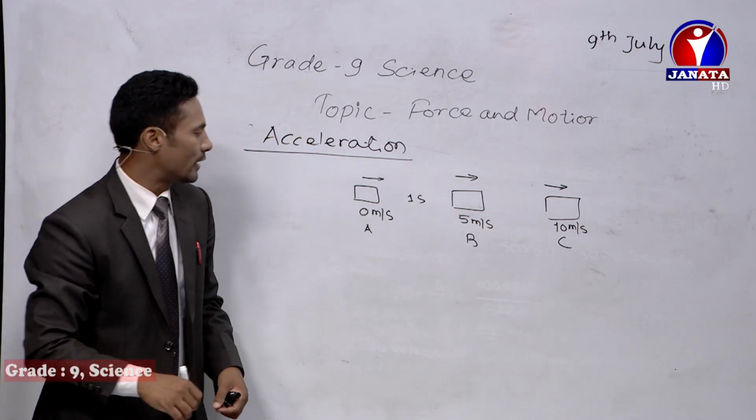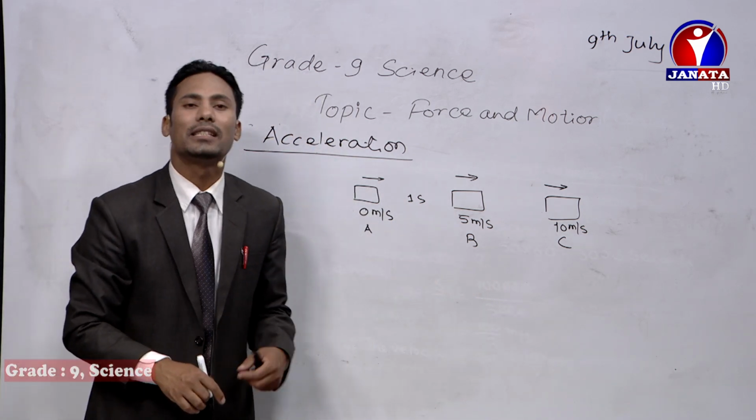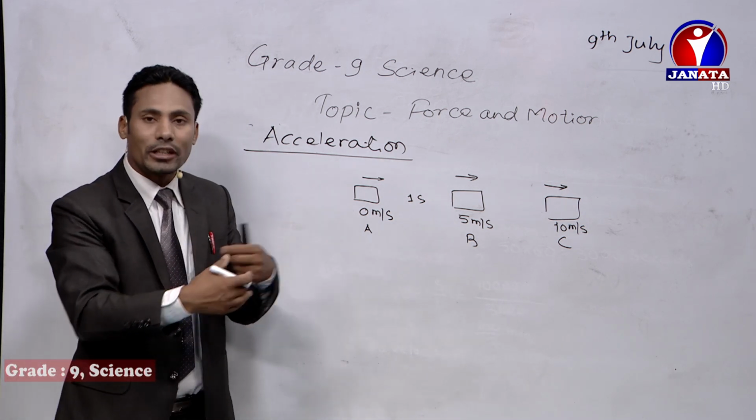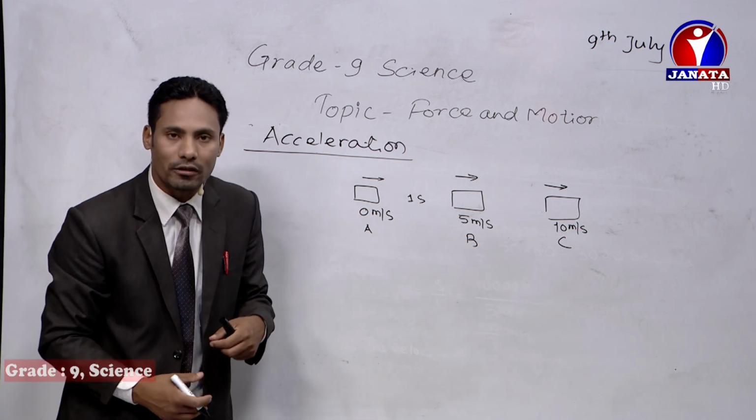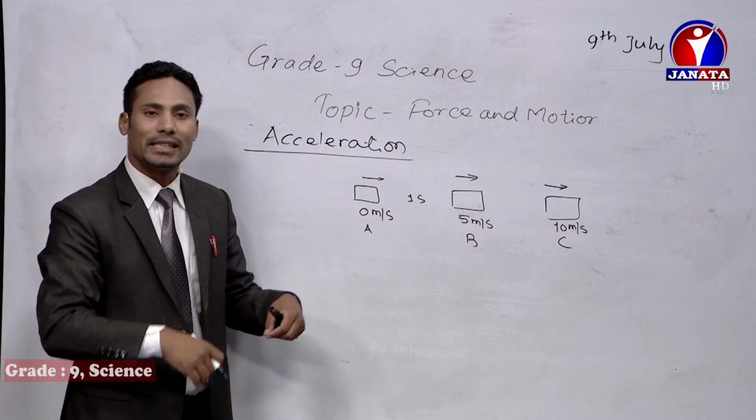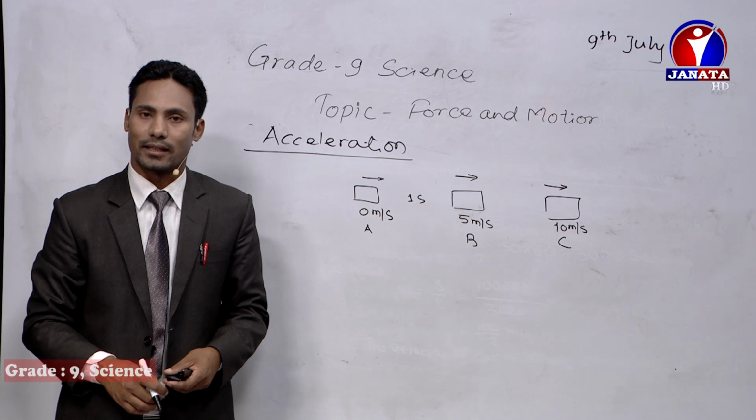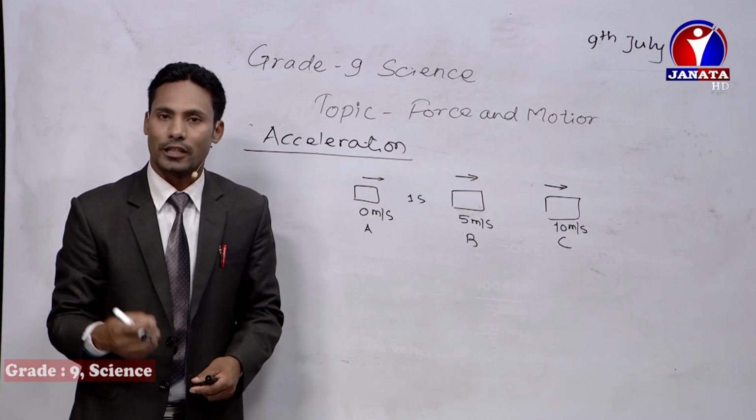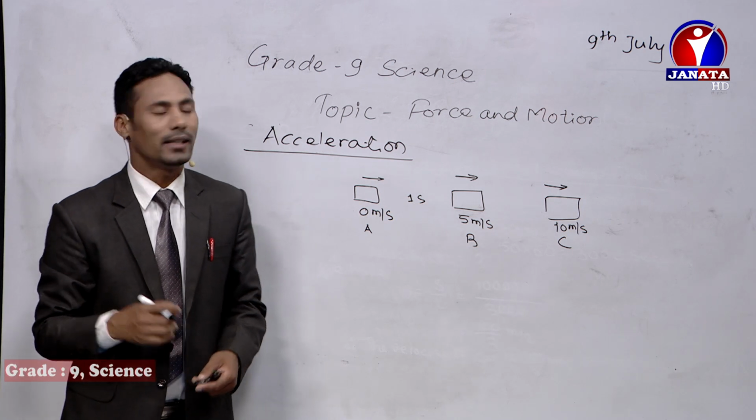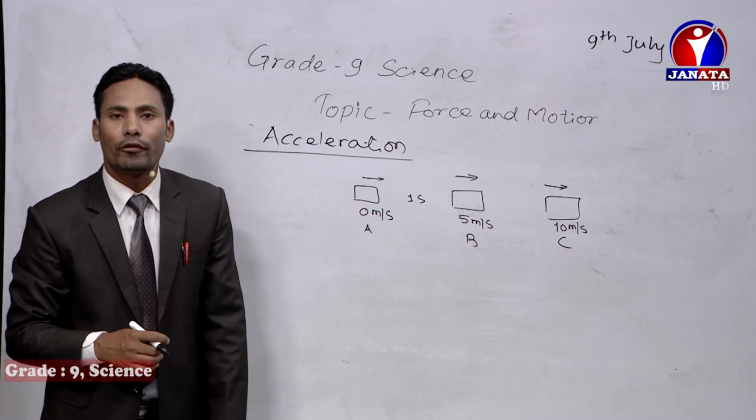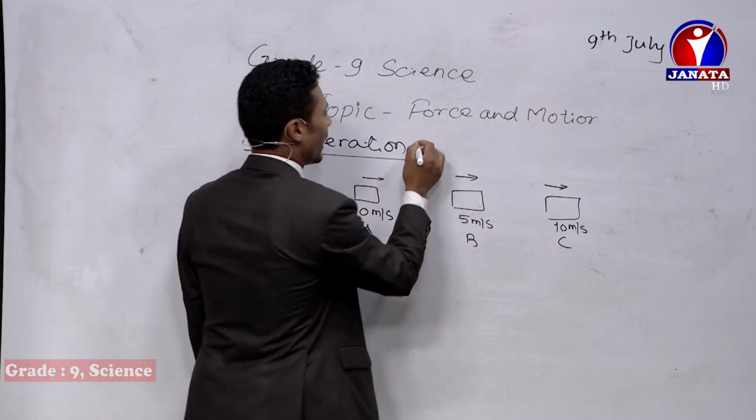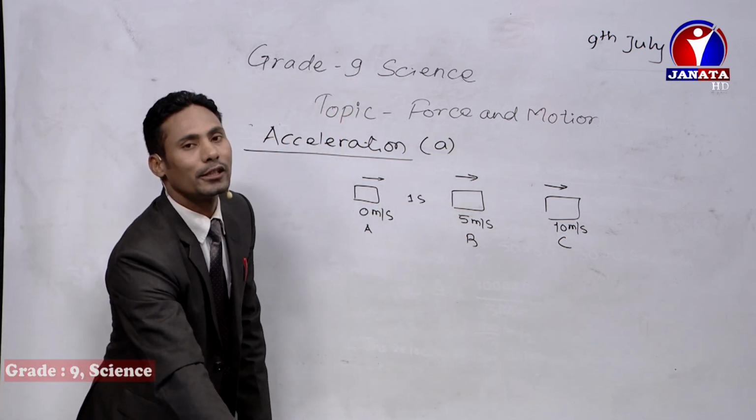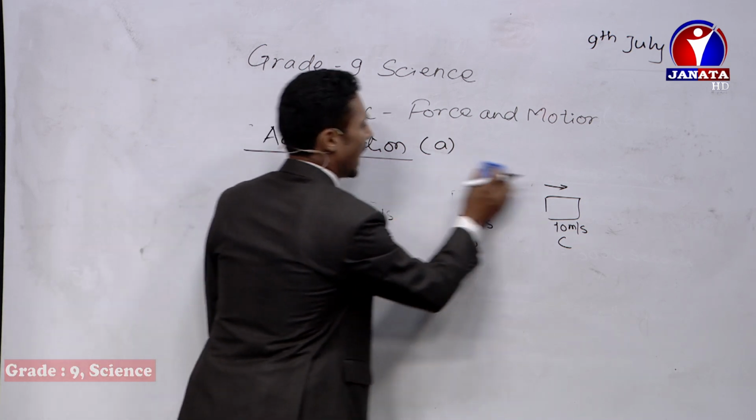This rate of change of velocity is defined as the acceleration. That means the increment in the velocity or the decrement in the velocity per unit time is defined as acceleration. So acceleration can be defined as the rate of change of velocity. And the symbol for acceleration we will write with the help of small a, that is the symbol for representing acceleration.